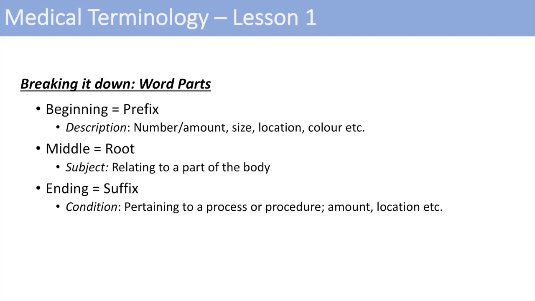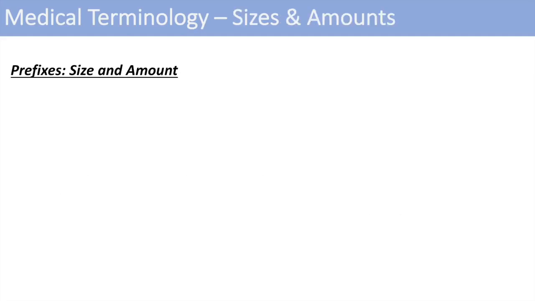The ending of the word is called the suffix, or what I like to call the condition of the word, which kind of details the process or procedure, but can also tell you about the amount and location, or other things as well. So just to give you guys a brief background about certain prefixes that are commonly used, one of the first ones you probably hear of is macro.